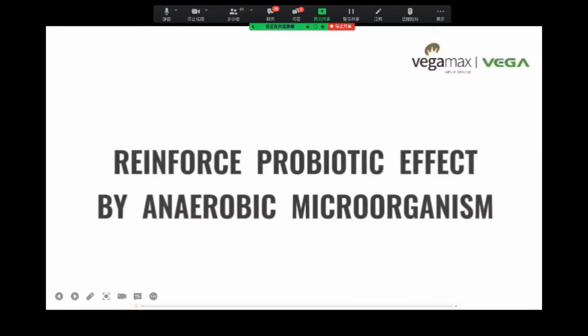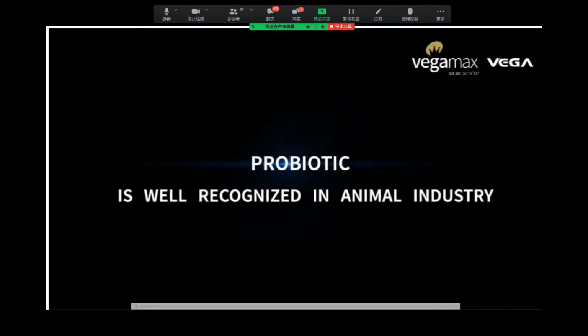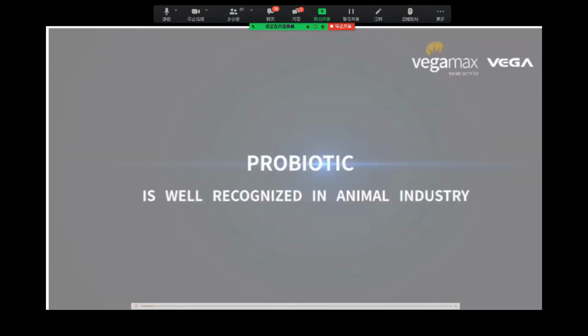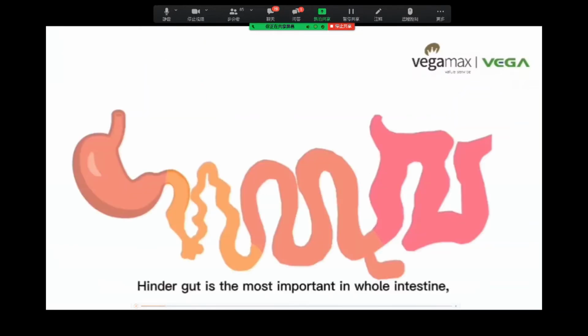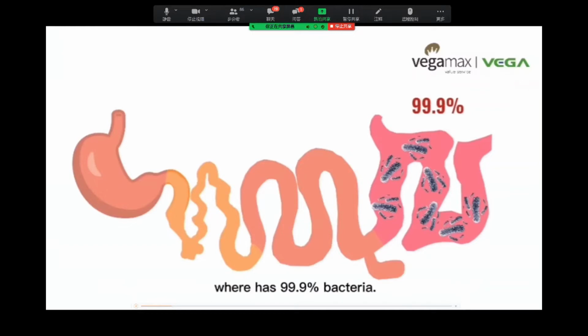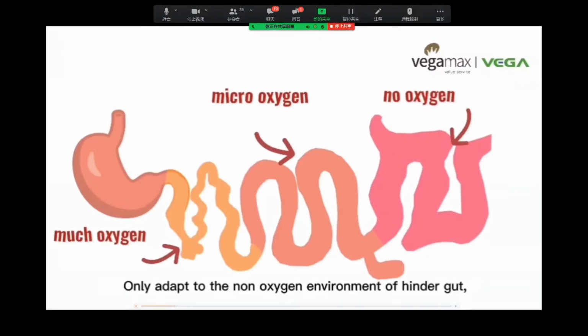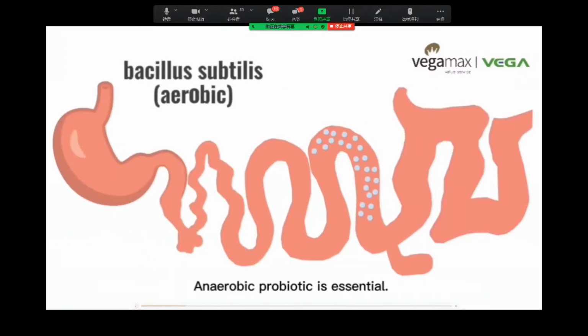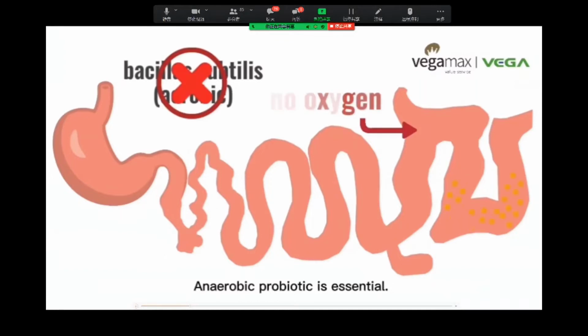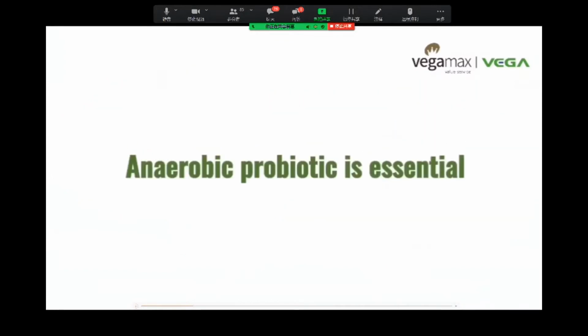Reinforced probiotic effect by anaerobic microorganism. Probiotics are well recognized in the animal industry, but can all probiotics adapt to the intestine, especially the hindgut? The hindgut is the most important part of the whole intestine, where 99.9% of bacteria live. Only probiotics that adapt to the non-oxygen environment of the hindgut can survive and function. Anaerobic probiotics are essential.